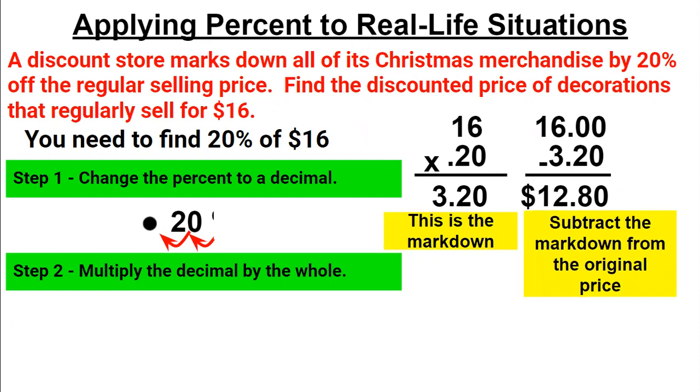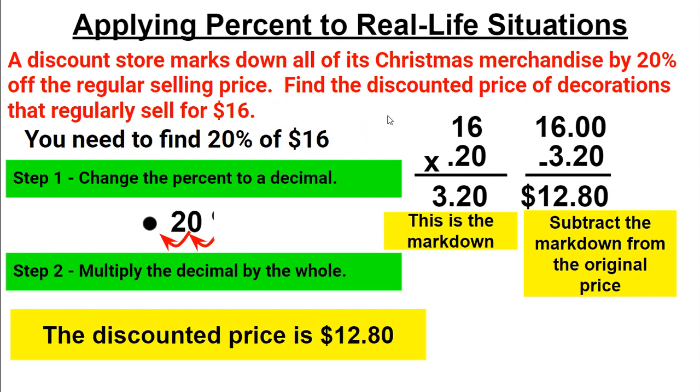Don't forget to do that step, because I'm going to put in there a question, and you're going to have an answer choice of $3.20 and you're going to be like, that's the answer. No, it isn't. $12.80 is the answer. So the discount price is $12.80.